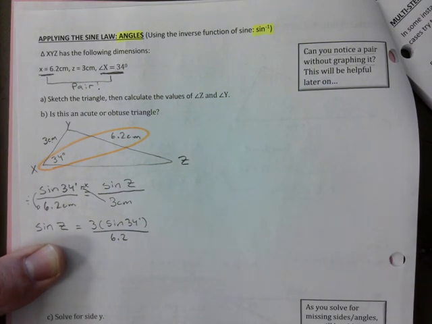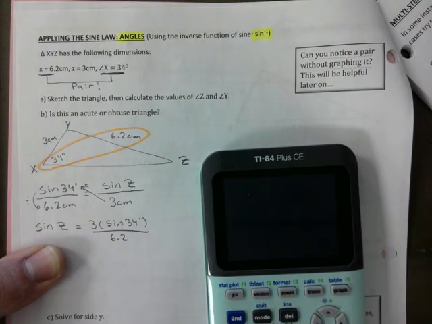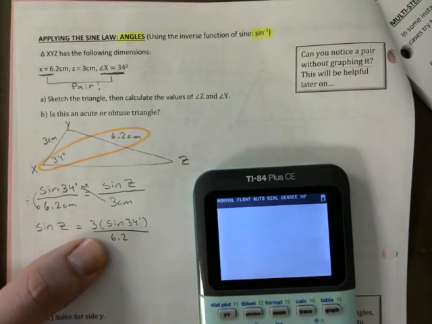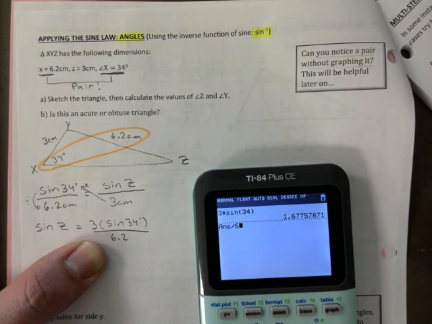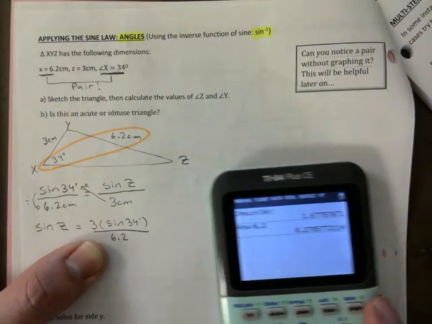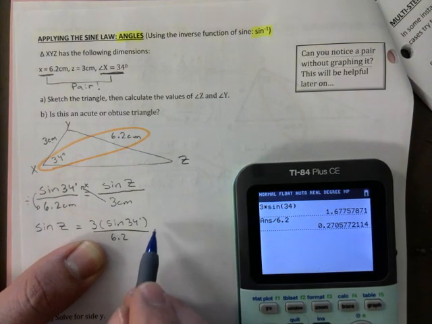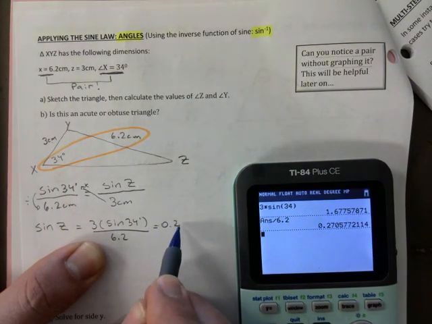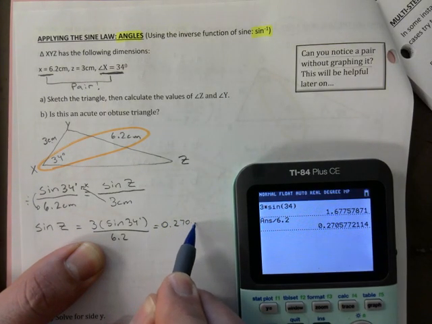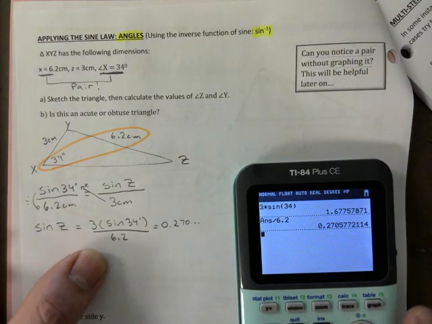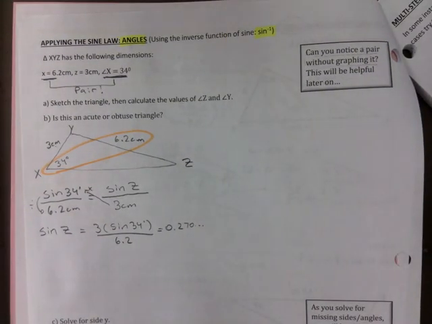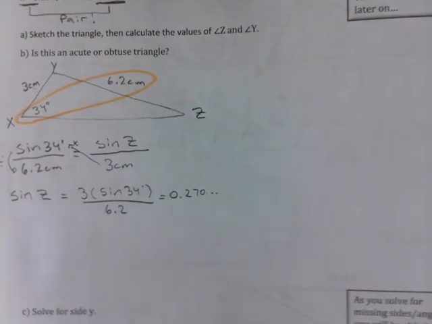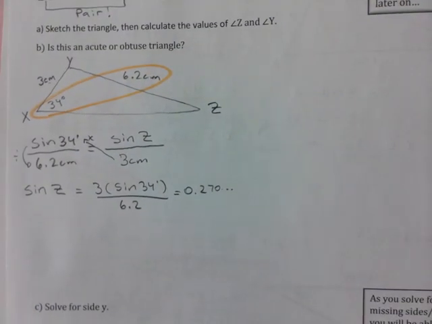And I will figure out what that is right next to it. It's okay to do this. 3 times sine of 34, close bracket, enter, divided by 6.2. That's what you get. So just write down a few decimals. I don't want you to round. Just go dot, dot, dot like that. Let me zoom into that part because that's where we're at right now.